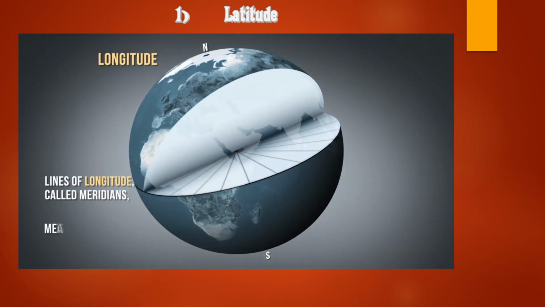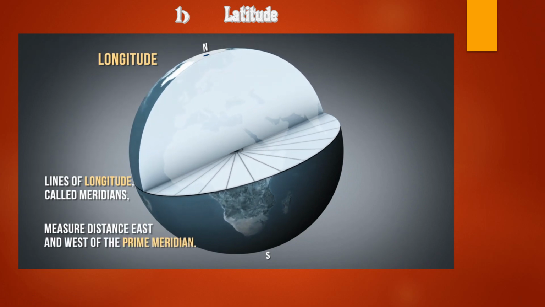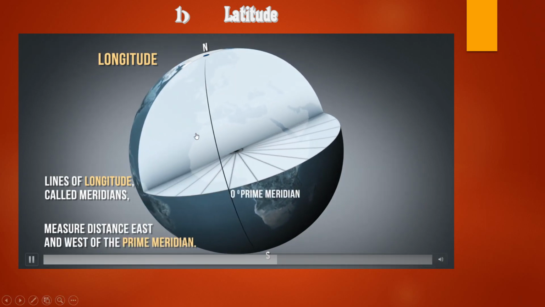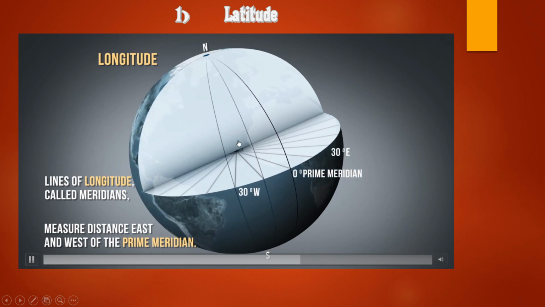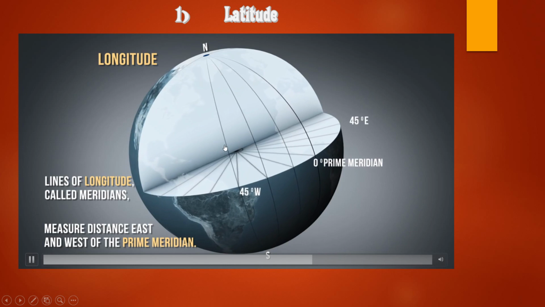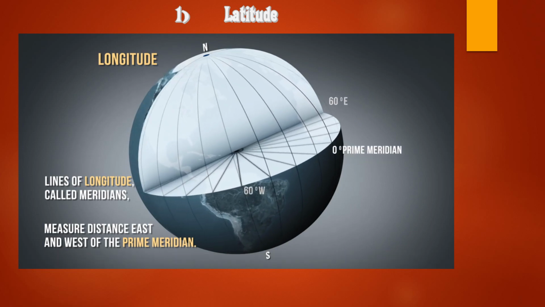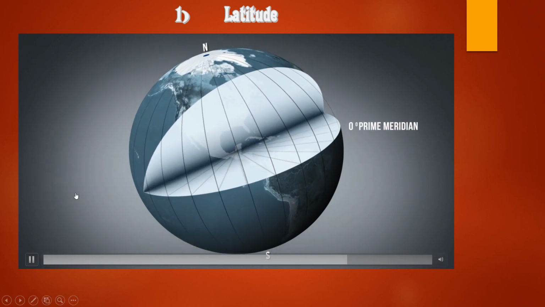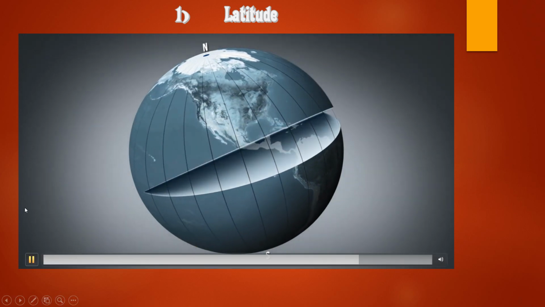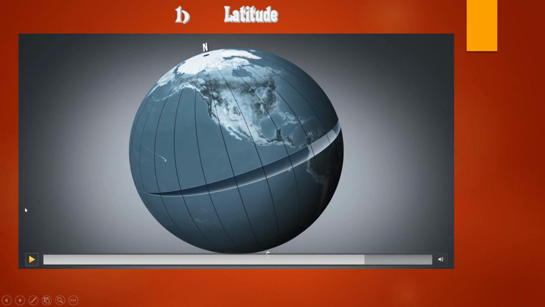Now we'll talk about the longitude. The longitudes are called meridians and they are vertical lines. The middle line is called the prime meridian at 0 degree. When you go eastward and westward, the degrees increase. They measure distance east and west of the prime meridian. Here you can see how the vertical lines are drawn, and this is the middle line, the prime meridian. It goes through Greenwich in London.